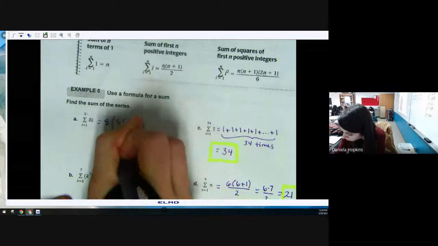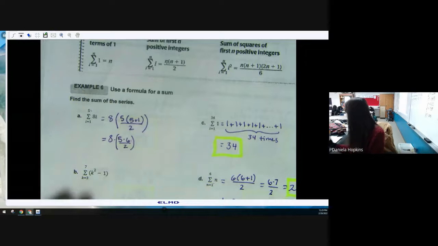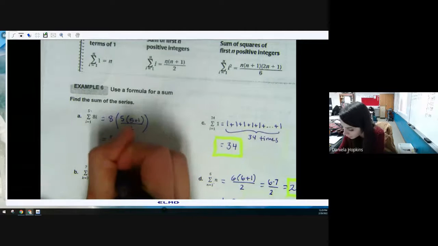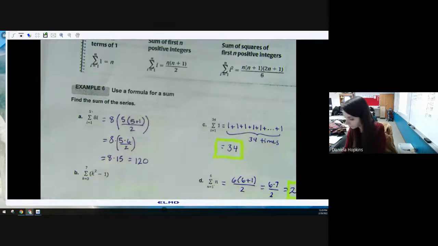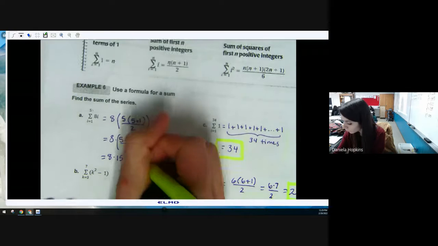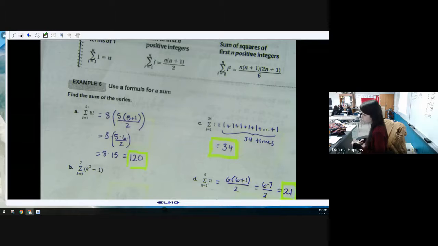And again, we sort of want to be careful with our order here. We want the 5 times 6 first, which is 30, divided by 2, which is 15. So it'd be 8 times 15, which is 120. That's how you can sort of manipulate these rules to look like the rule you want. Questions about that one? So you can always factor out a number if that's an issue.